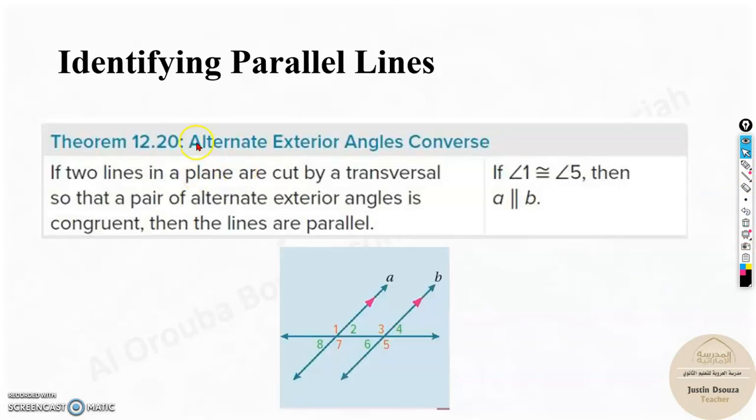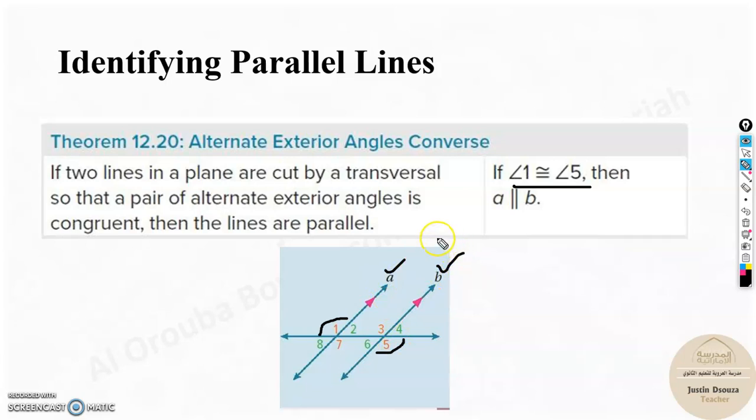Now, another postulate says that alternate exterior angle converse. What it means is, if at all you find, and you can read this by yourself, I'll explain what it is. See over here the example, 1 and 5 are congruent. These are alternate exterior angles. If we find these two angles are congruent, then these two lines must be parallel.